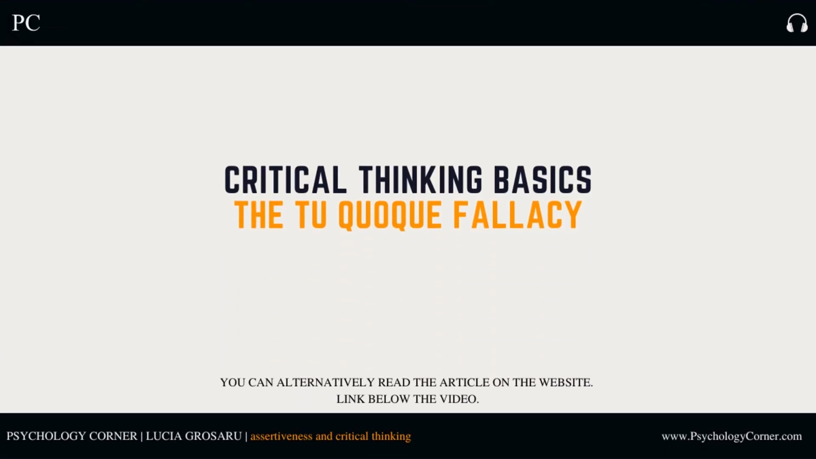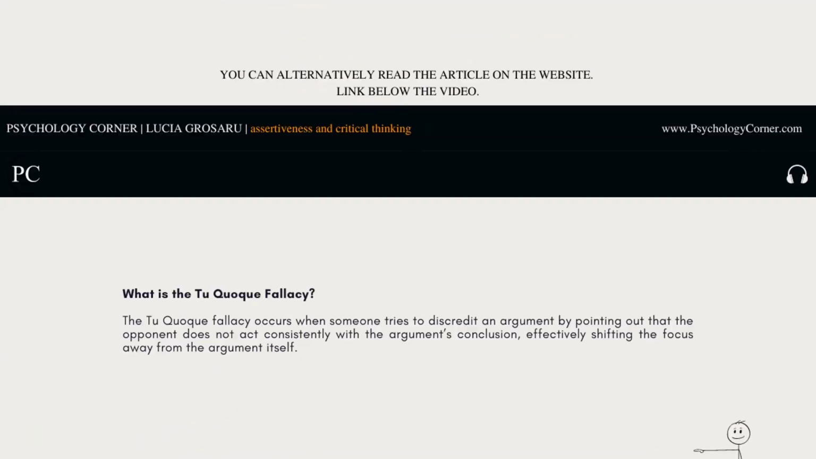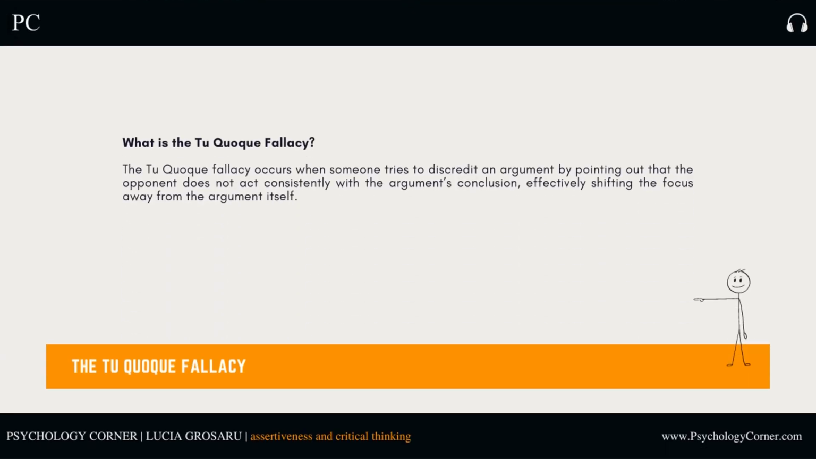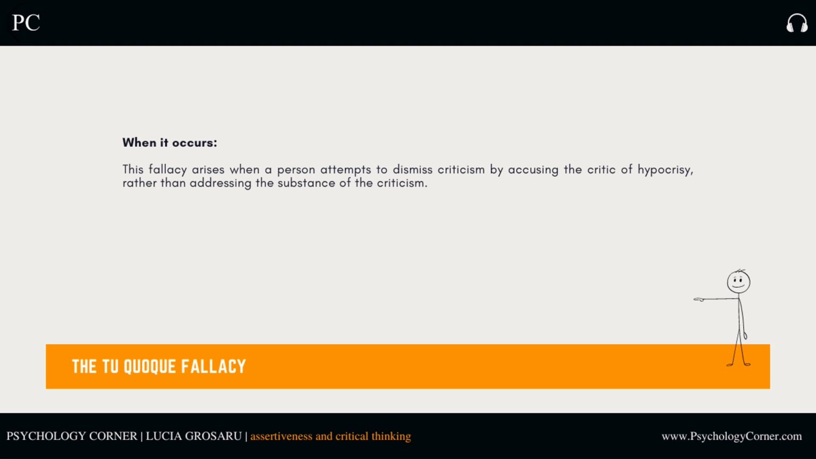What is the Quoque fallacy? The Quoque fallacy occurs when someone tries to discredit an argument by pointing out that the opponent does not act consistently with the argument's conclusion, effectively shifting the focus away from the argument itself. This fallacy arises when a person attempts to dismiss criticism by accusing the critic of hypocrisy, rather than addressing the substance of the criticism.